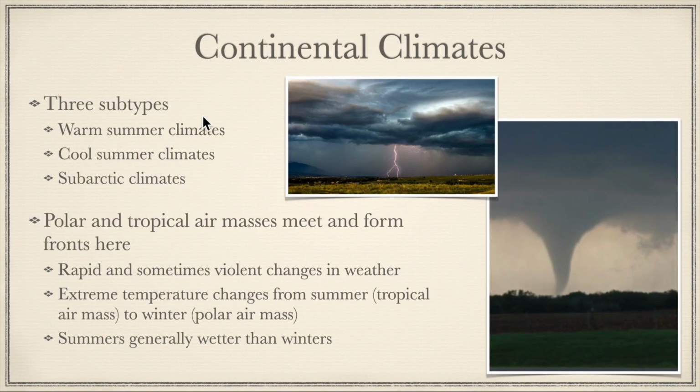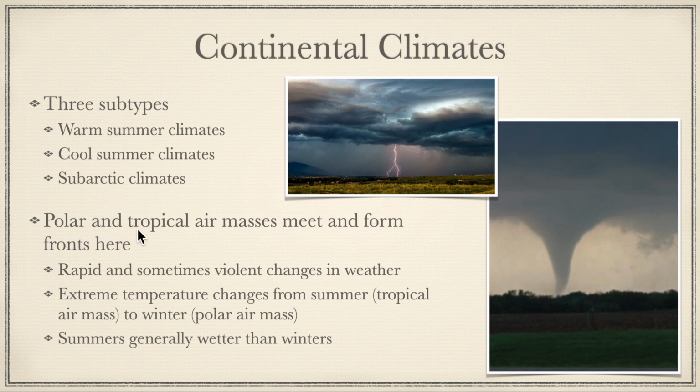Then we have continental climates. There are three subtypes of continental climates. We have warm summer climates, which is kind of where we are. We have cool summer climates, and then we have these subarctic climates, which are between these continental climates and our Arctic polar climates.